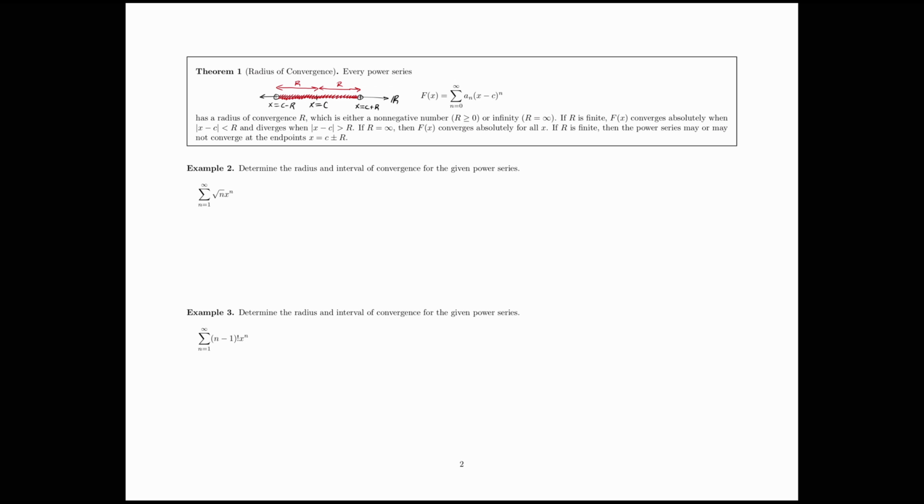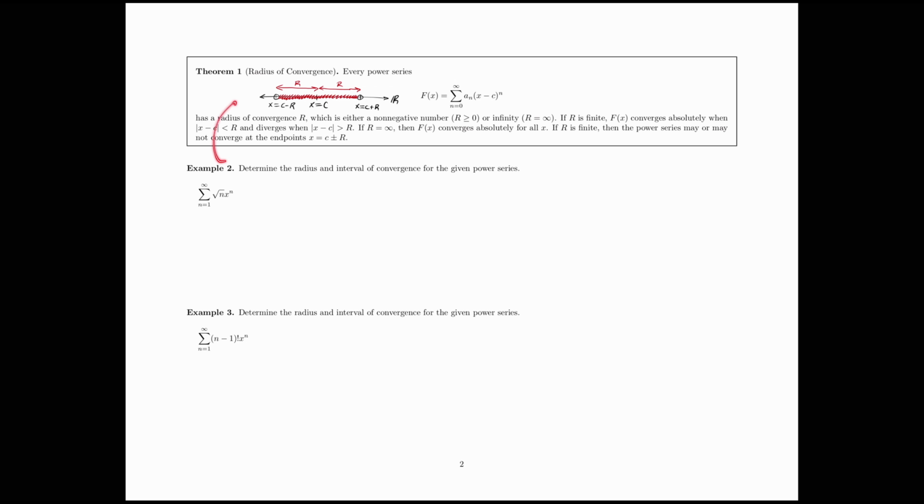Okay, let's go ahead and get started with example 2. Determine the radius and the interval of convergence for the given power series. Now, in the previous video, we talked a little bit about the interval of convergence. The interval of convergence is going to be presented in interval notation, but it is really a range of values of x. You're listing all the values of x at which the power series converges.